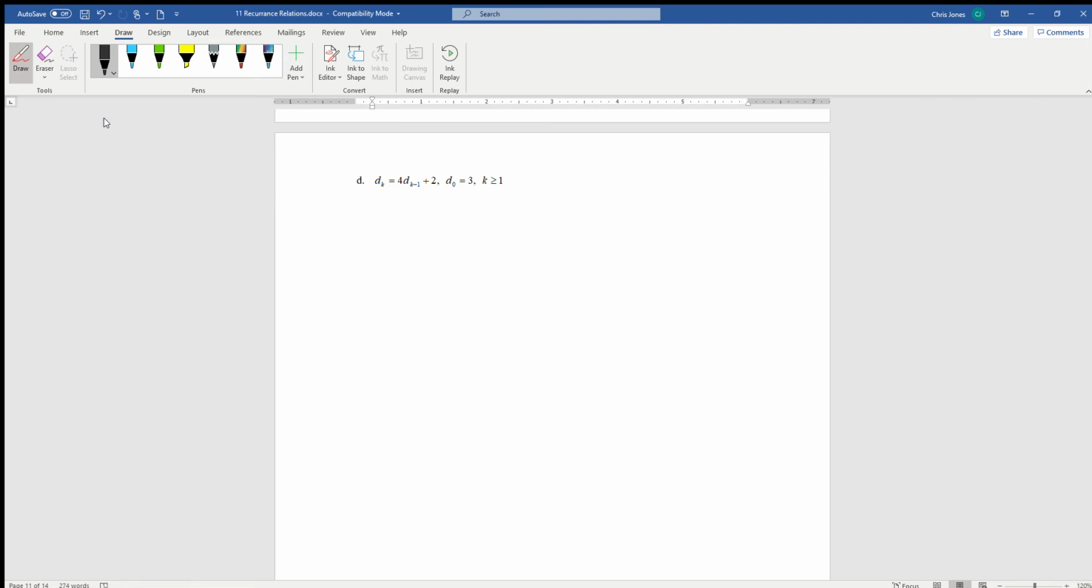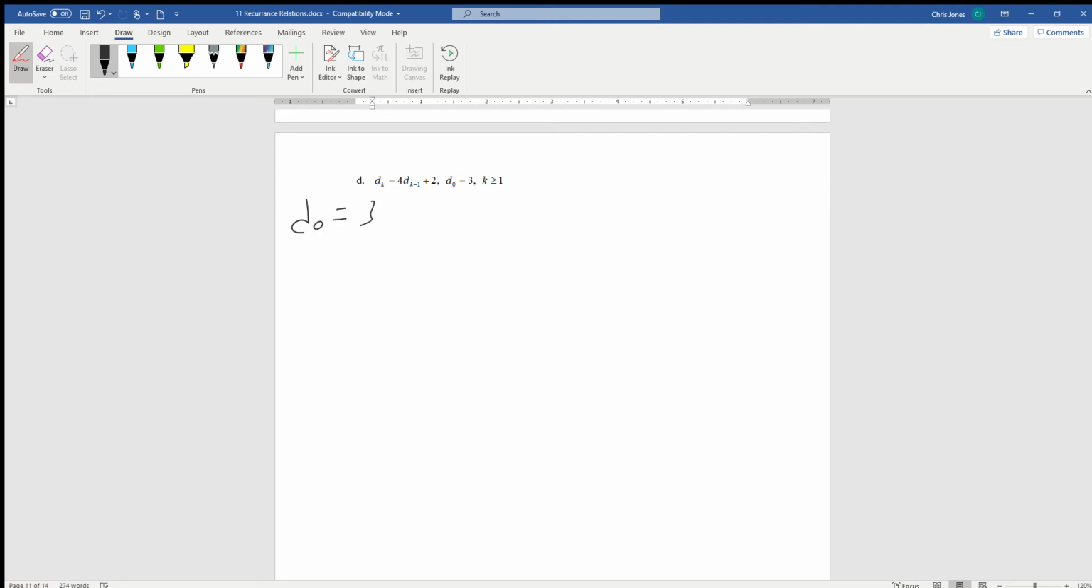So a couple more examples of being able to utilize the closed forms of the summations to be able to find the closed form of a recursive sequence. So we have this arithmetic sequence. Notice that this is an arithmetic sort of sequence, and what we'd like to do is turn it into a closed form. We know that d sub 0 is equal to 3, and then for k greater than or equal to 1, let's just go through the iterations of this.